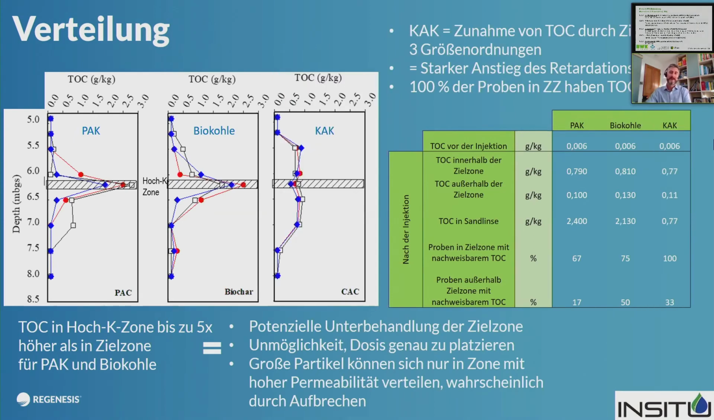If you look at the colloidal activated carbon, you get much more even distribution right through the target zone. There's no difference in the highly permeable zone. It's not taking all of that mass. So you get much more accuracy of where you're putting the material, and you're getting treatment of the entire contaminated zone.